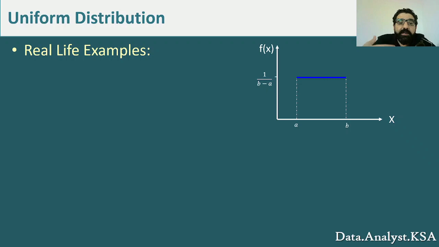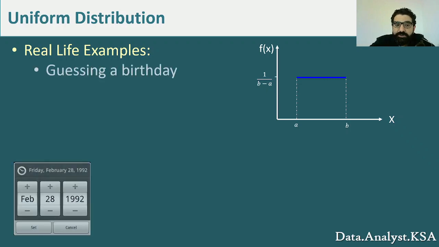Now I want to show you real life examples where you would use such a distribution. So let's say you're trying to guess a birthday. The birthday can be any day between January 1st and December 31st, so one of 365 possible days. So guessing any birth date is a uniform distribution. There is no preference for a specific date for a random person. The person can be born on any day, so every day has an equal probability, so your density will be uniform.